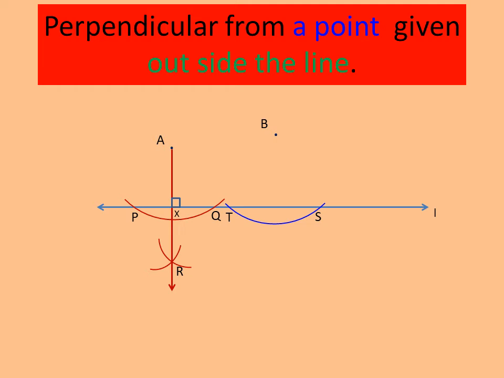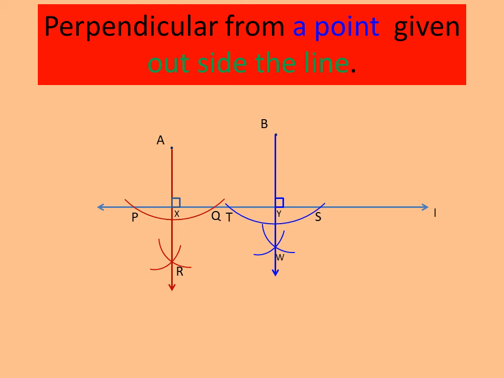Now the rounder's pointer will be kept on T and S and we draw an arc on the downward side. We will name that point as W, and then we will draw a line which will be perpendicular to line L. So ray BW is perpendicular to line L, and we indicate that by point Y and a 90-degree angle.